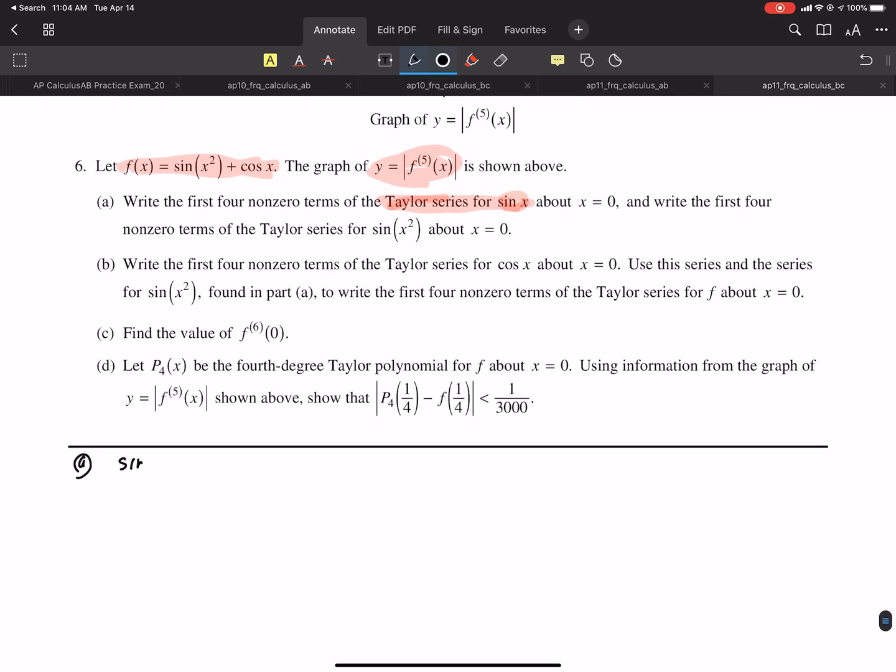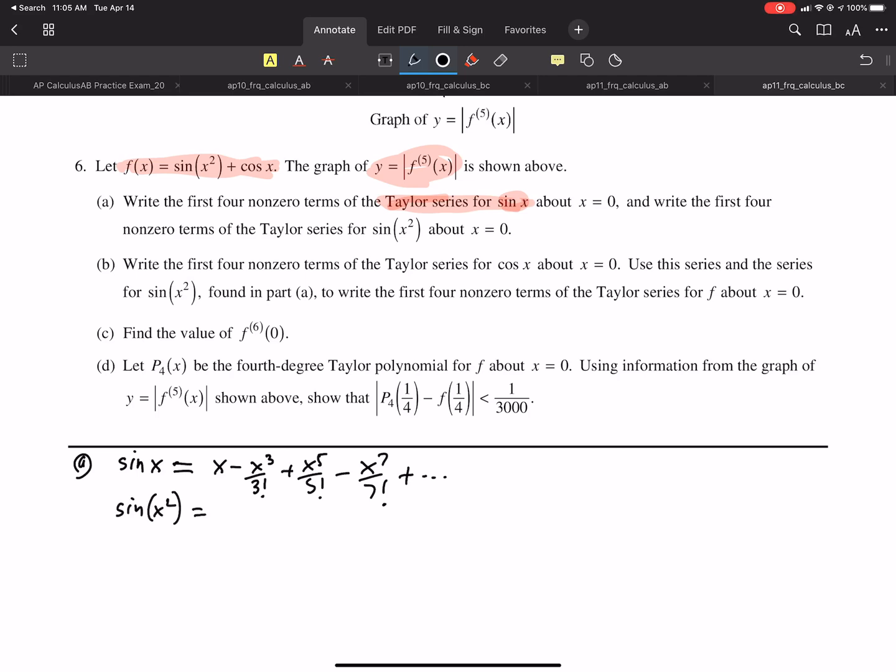So sine x, they want the first four non-zero terms. Oh, they don't even want the general term, which is nice. So we have 0, then we have x minus x cubed over 3 factorial plus, minus. That's our sine function.